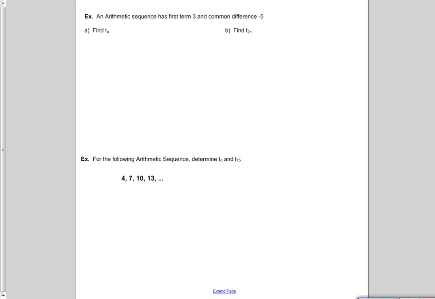First example, an arithmetic sequence has first term 3 and common difference -5. Find Tn. So the general term is your first term and n minus 1 times the common difference. So you can write it exactly like that. We could tidy it up a little bit.